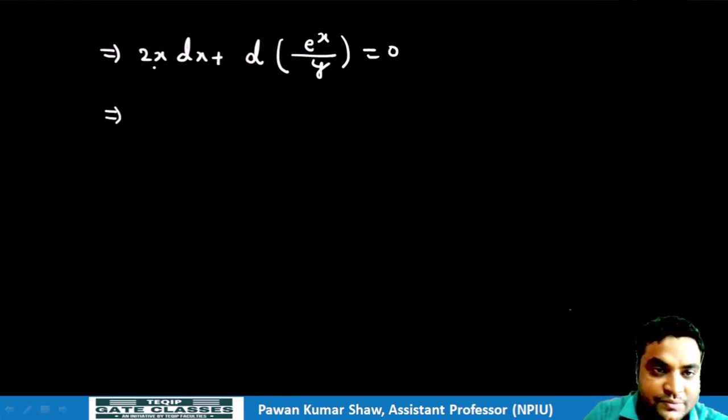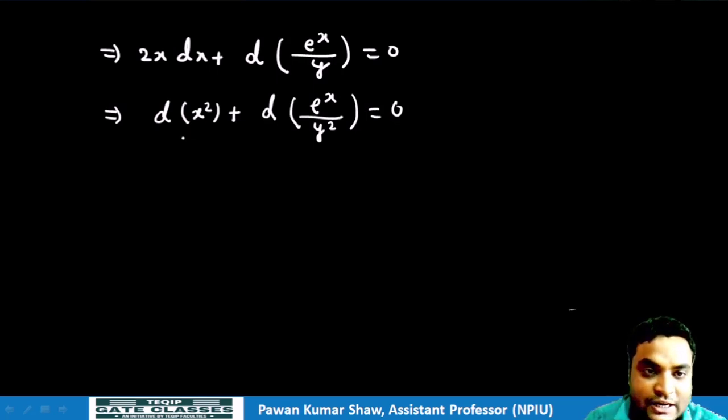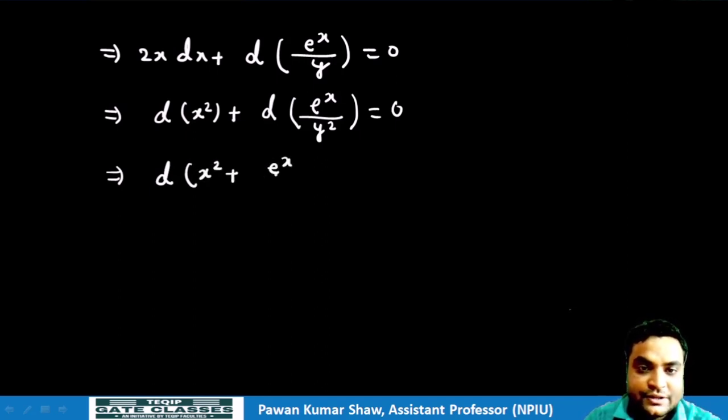Okay, what about the first term? This 2x dx we can also write as d of x². See, we are able to write in a group-wise differential form. That is, the last two terms we have written as d of e^x by y, and the first term that was left, 2x dx, we have written as d of x². Now we have written every term group-wise in differential form, so we can also write it into a single differential. How? We can write d of (x² plus e^x by y) is equal to 0.